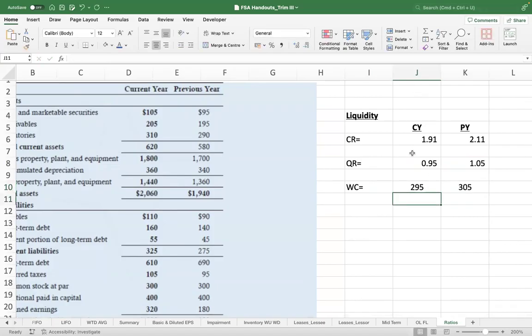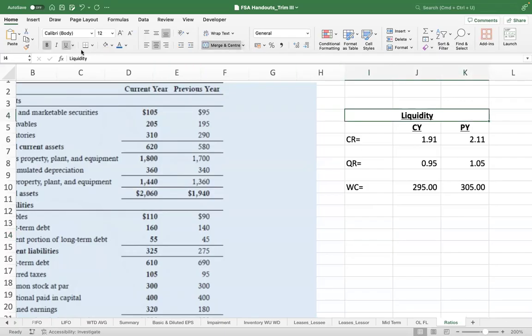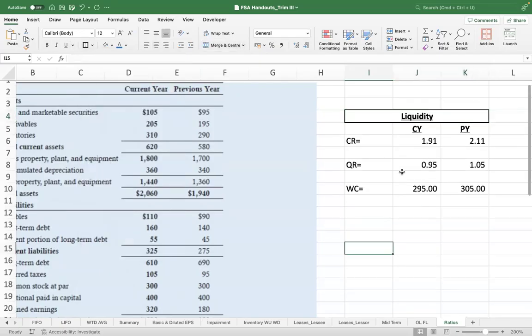So you will see that all three have declined a little bit, right? But the decline is very marginal, isn't it? Very, very marginal in the current ratio, quick ratio, and working capital. But even though the decline is marginal, as long as there is no future decline and they are currently at a healthy level, they should not be a cause of alarm. So this is your liquidity assessment. We will now move to profitability.